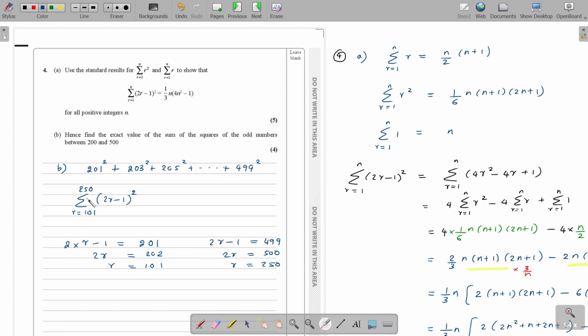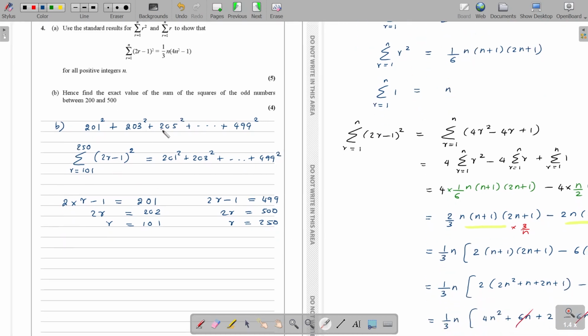So if you use R as 101, then you get 201 square. Then the next value 102 will give you 203 square. Next value 103 will give you 205 square. So it goes on until 250, which will give you the 499 square. So this is what you need to find. So this is what is equal to 201 square plus 203 square until 499 square. Do you get me? Okay, so let's get this answer. How do I get this answer? Obviously by using the help of part A.